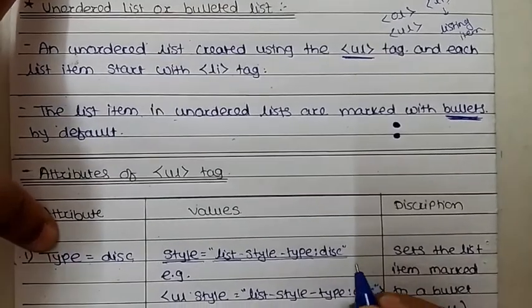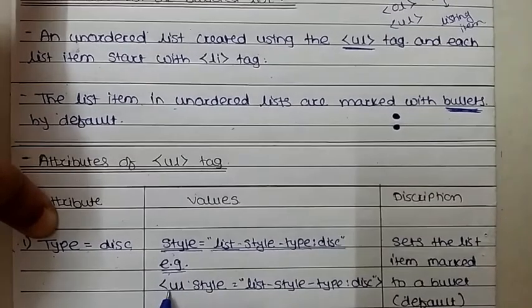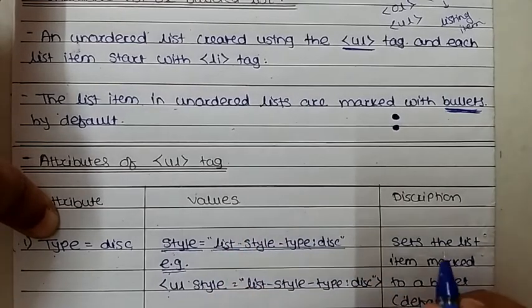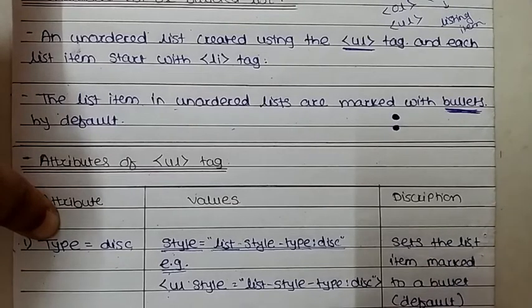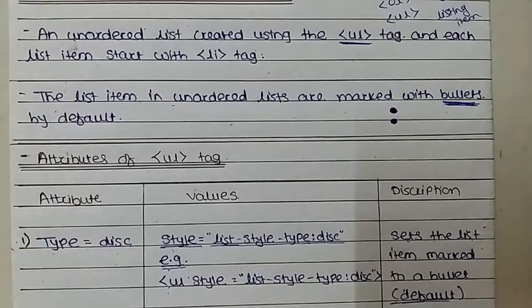Then, for example, how to write this value in your example: UL style, and write down this as it is. So what is this? The description is: sets the list item marker to a bullet, that is the default. By default, when we don't write anything, the same working of this attribute is carried out. Correct?